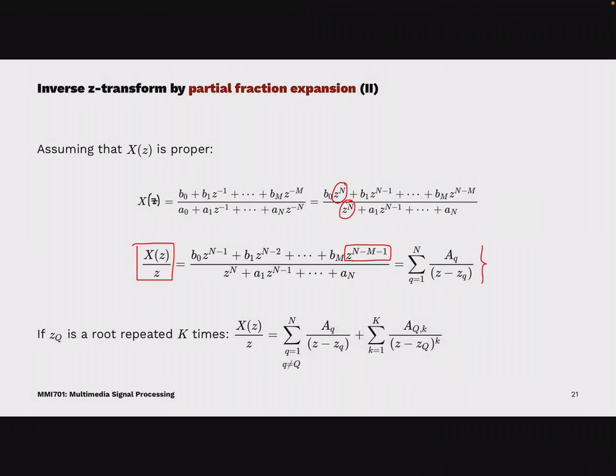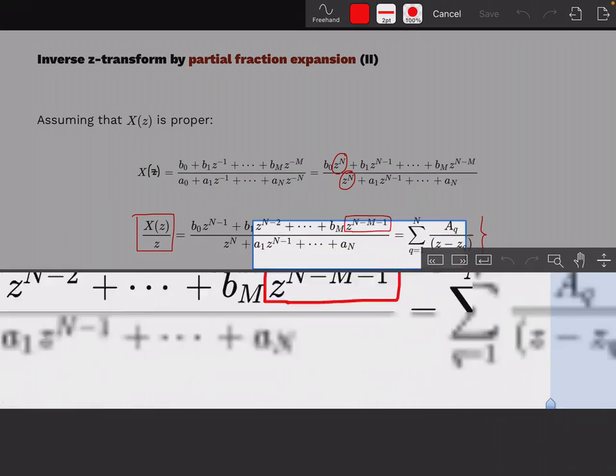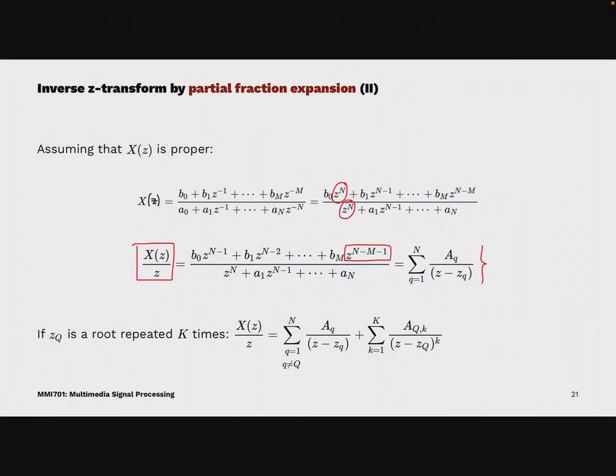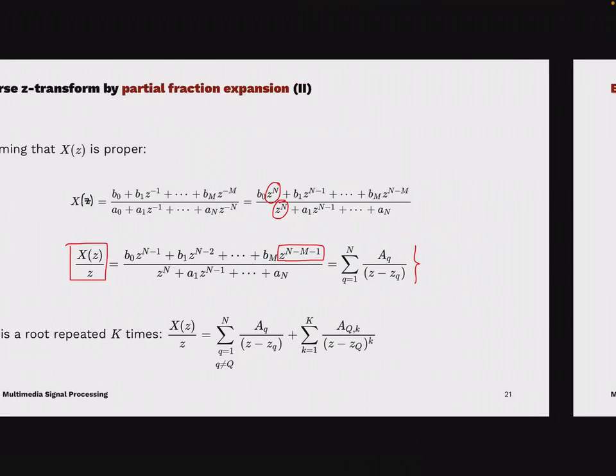If we have a multiple root, that is, if we have a root at z equals 0.7, but we have two roots there, then we would have to deal with it in this way. For that specific root, we would have a term which has both zeroth order and first order terms, and we would have to calculate a sub qk for each repetition of that root. Okay, so let's not go into that.